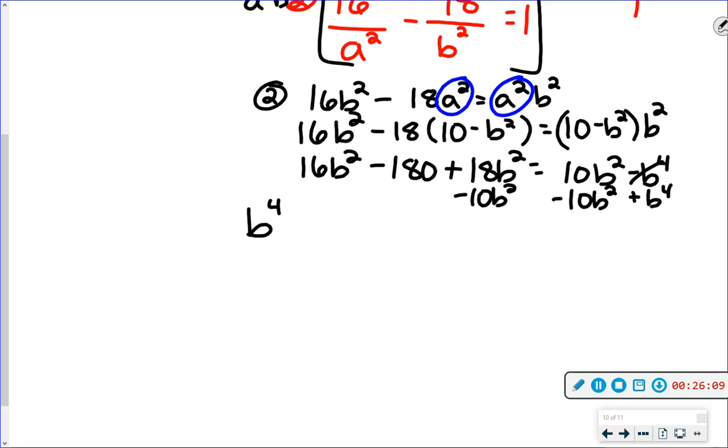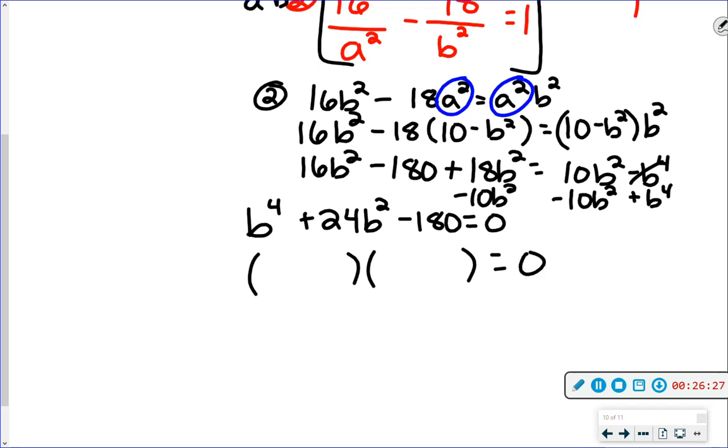16 plus 18 minus 10. How many b squareds do you have? 24. And we still have our minus 180. Now, this does factor. I know we're shocked by that. Just for the sake of time, and we're at the end of our ropes with this, the numbers that work are 30 and negative 6.